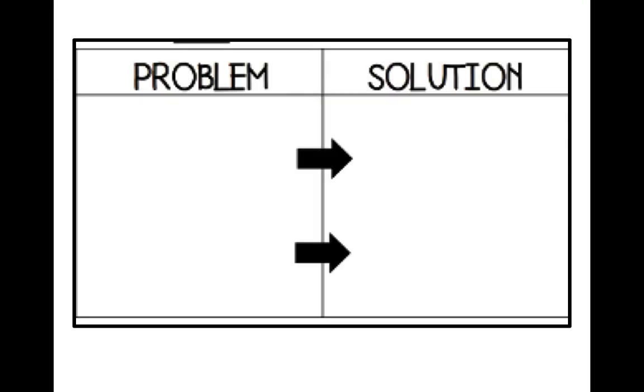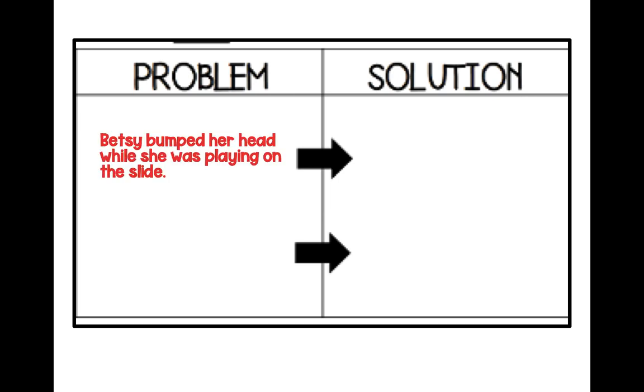So what is the problem in this passage? What was the problem? Let me hear you say it. Yes, Betsy bumped her head while she was playing on the slide. So she bumped her head while she was playing on the slide. And how did Betsy solve that problem? What happened to fix that problem?